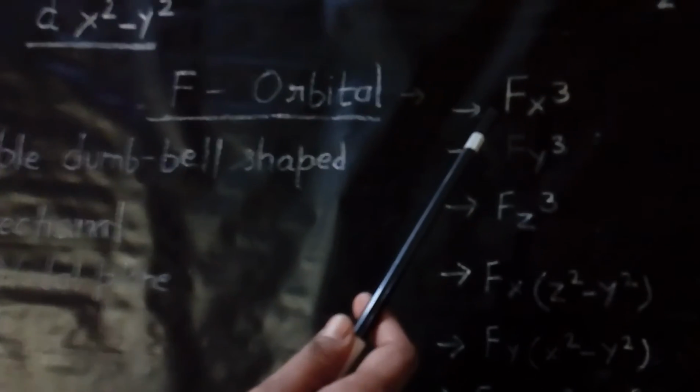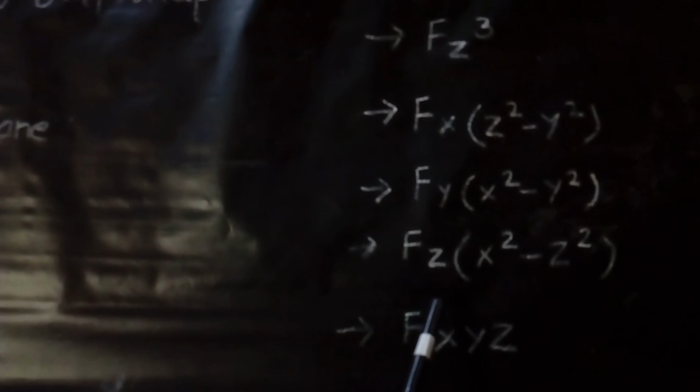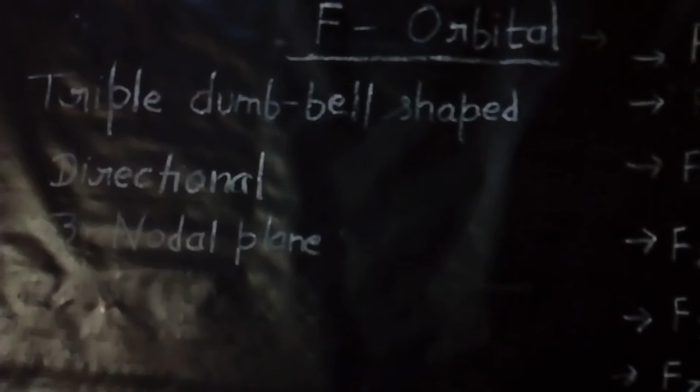These are fx cube, fy cube, fz cube, fx z square minus y square, fy x square minus y square, fz x square minus y square, and fxyz. This is all about the shape of the atomic orbitals.